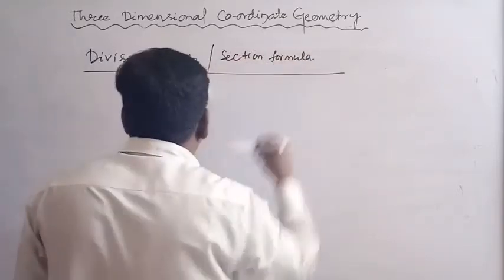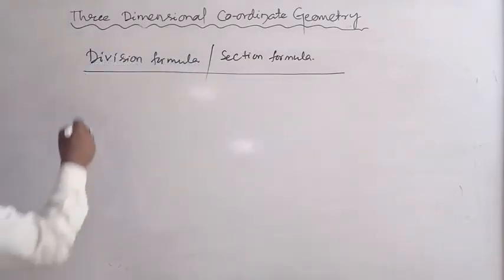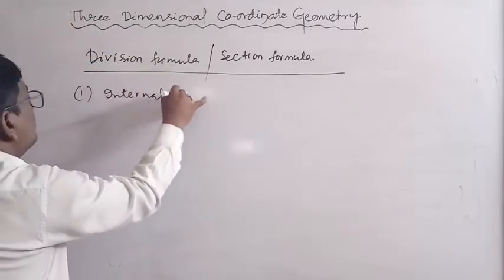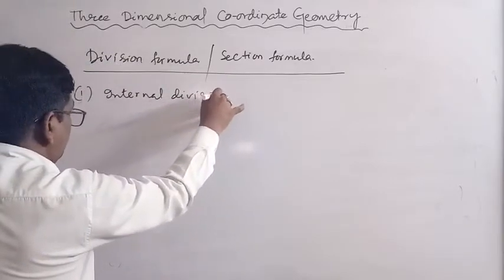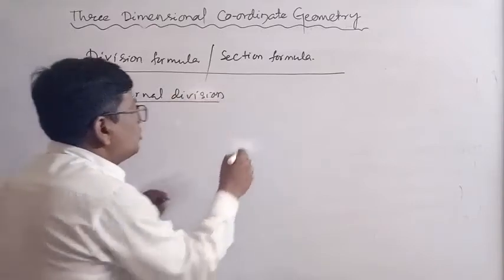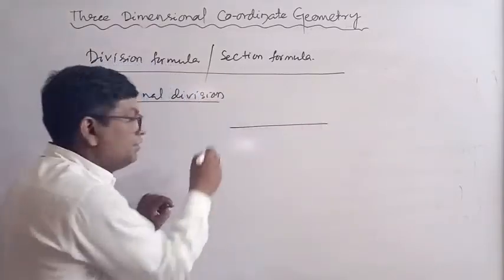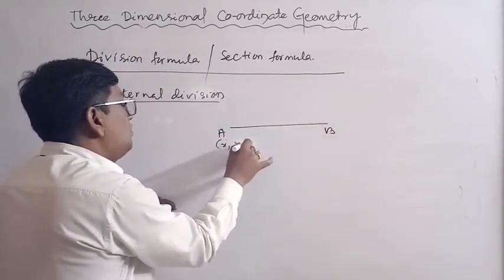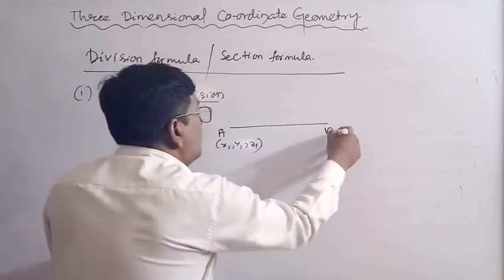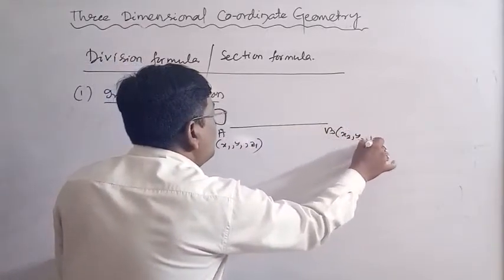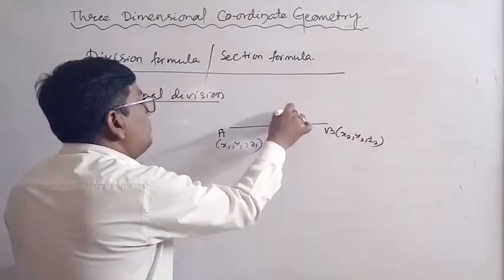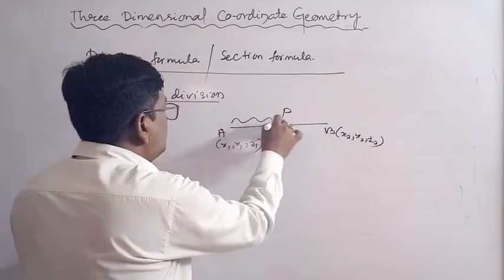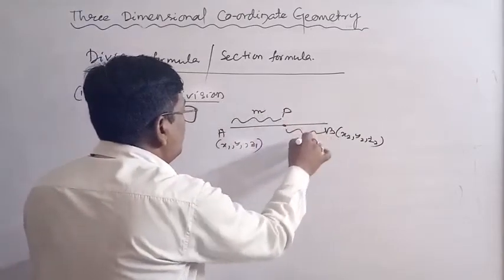Division formula or section formula. The first one is internal division. Internal division means, suppose this is a line segment AB, with A as x1, y1, z1 and B as x2, y2, z2. Suppose the point P divides it in the ratio m is to n.